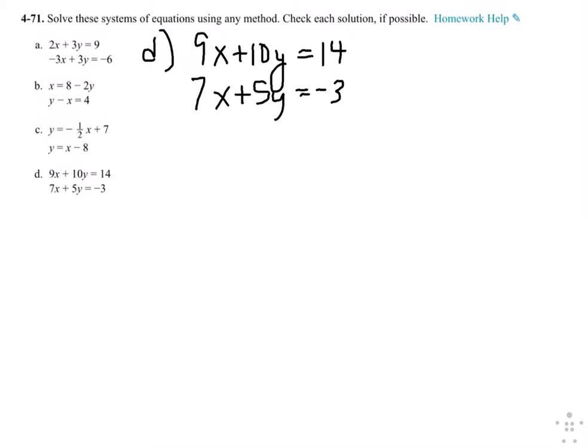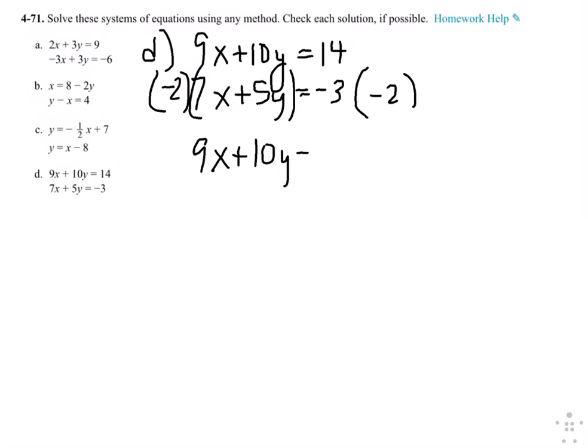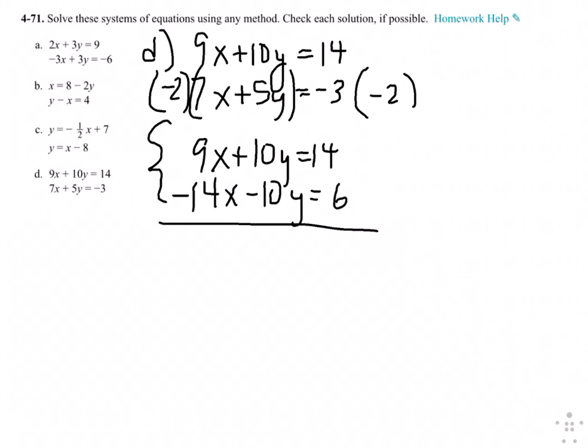So this one, I realize if I multiply this bottom equation by negative 2, on both sides, we can get the negative 10y. So let's rewrite both equations. I have 9x plus 10y equals 14, and then the bottom equation becomes negative 14x minus 10y equals 6. Negative 3 times negative 2. So now I can add: 9 and negative 14 is negative 5x equals 20. So x equals negative 4.